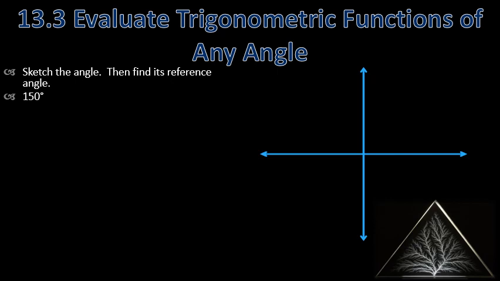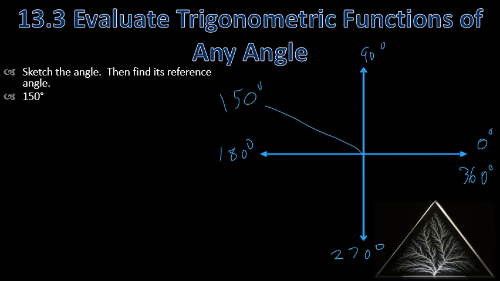All right, let's sketch the angle and then find its reference angle, 150 degrees. Well, let's add our degrees here. 150 is between 90 and 180, and it's closer to the 180, so say about there. The reference angle goes to the nearest x-axis. That's the reference angle right there. So to find that measure, we just need to subtract the two measures of the sides. So 180 minus 150 is 30 degrees.